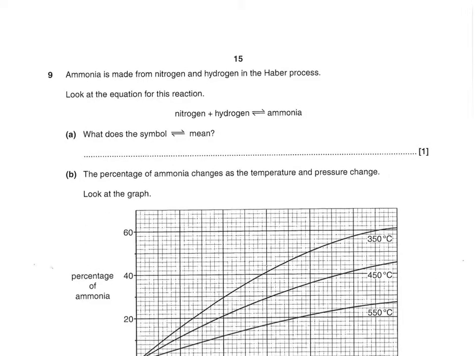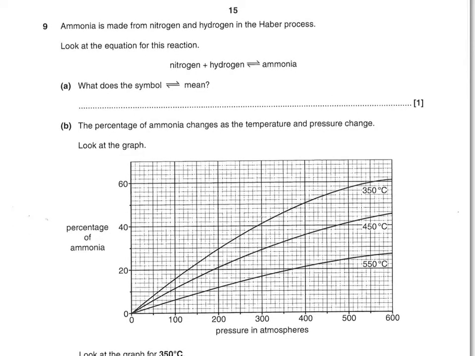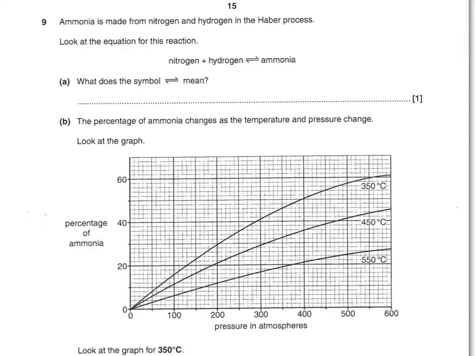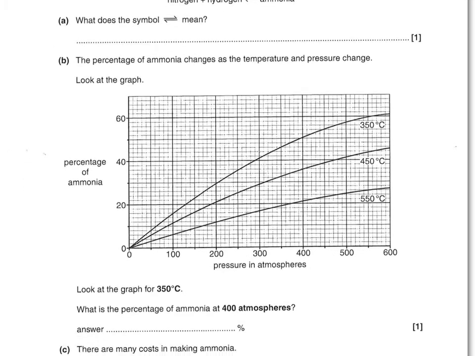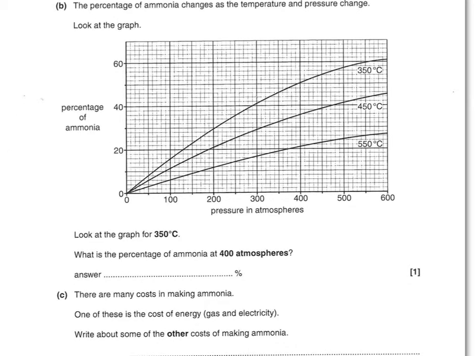Ammonia is made from nitrogen and hydrogen in the Haber process. Look at the equation of this reaction. What does that symbol mean? So if you put reversible, that gets you the mark there, or the reaction can go both ways, or it goes backwards and forwards. Any of those will get you that mark. The percentage of ammonia changes as the temperature and pressure change. Look at the graph. Look at the graph for 350 Celsius. So that's this one here. What is the percentage of ammonia at 400 atmospheres? So at 400, you could say it's about 50. But you could say 50 or 51 for that.